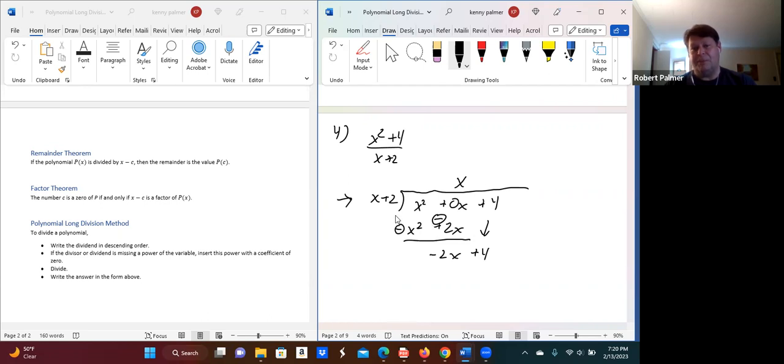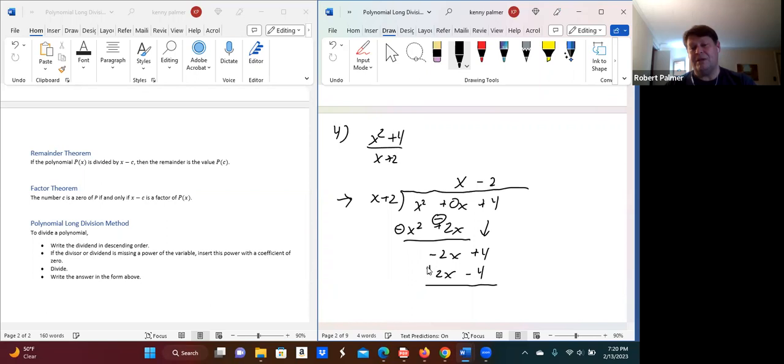And start again, okay? Want to match this. What I multiply x by to get negative 2x will be negative 2. Then multiply. Negative 2 times x is negative 2x. Negative 2 times positive 2 is, of course, negative 4. Okay, once again, I subtract.